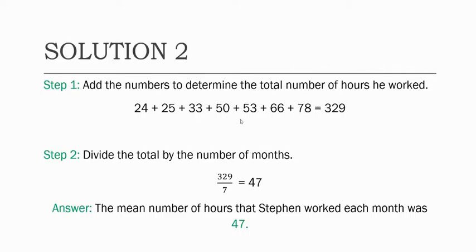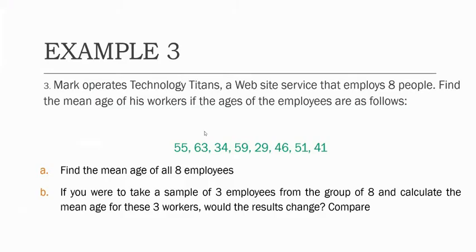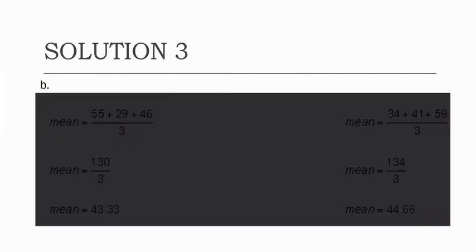x bar is equal to the summation of x all over n. Then you substitute the values. What's the summation of x? 329. What's the n? 7. So step number 2: write the formula, then substitute, or you can jump already to step number 2. That's all. We have another example here, which is the same.